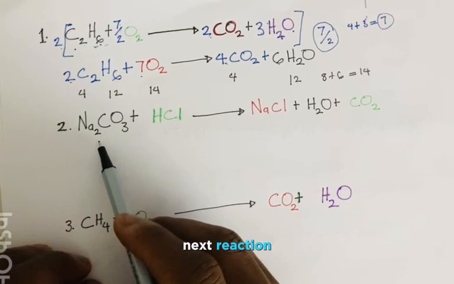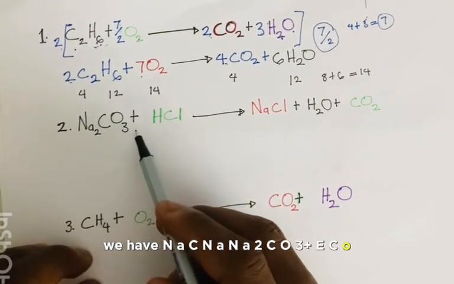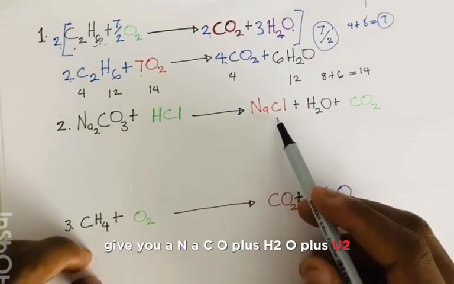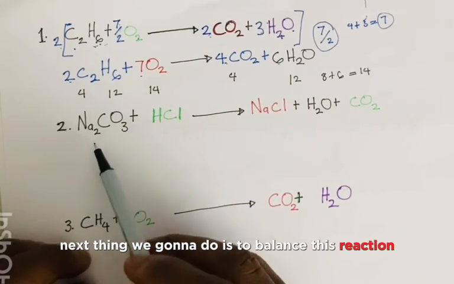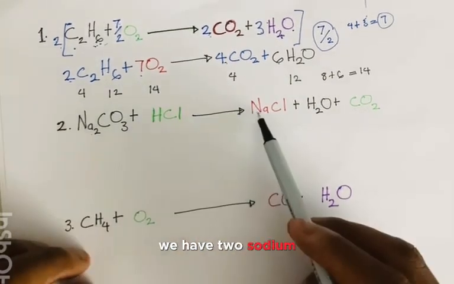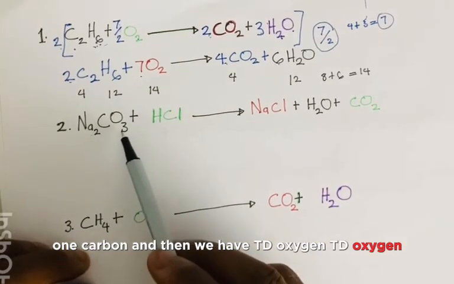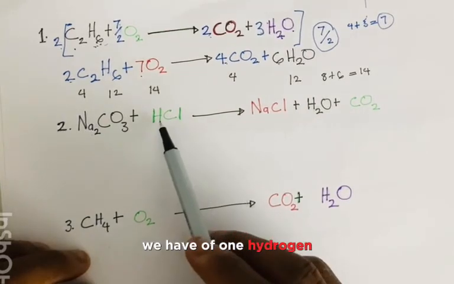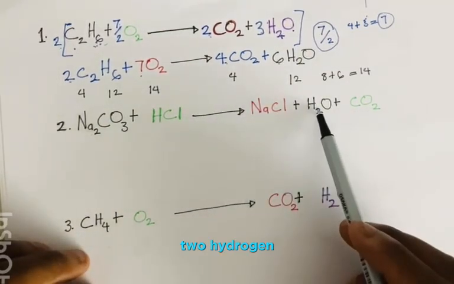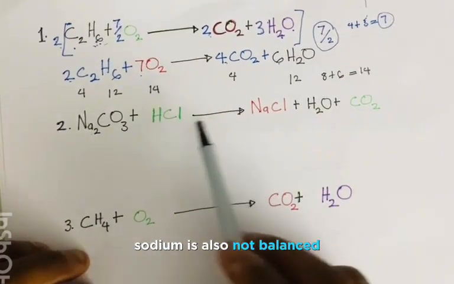Next reaction, we have Na2CO3 plus HCl giving you NaCl plus H2O plus CO2. The next thing we're going to do is to balance this reaction. We have 2 sodium, 1 sodium; 1 carbon, 1 carbon; and then we have 3 oxygen, 3 oxygen; 1 hydrogen, 2 hydrogen; 1 chlorine, 1 chlorine. So hydrogen is not balanced, and sodium is also not balanced.